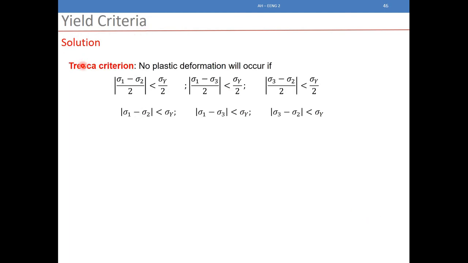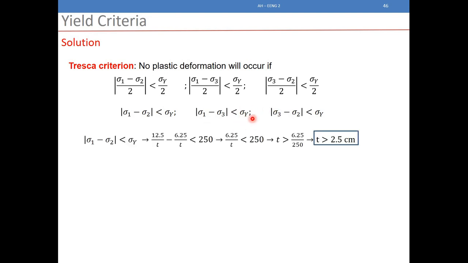According to Tresca, the first part of the problem, we need to find the principal stresses, which were already found. Then we need to compare these three differences: sigma 1 minus sigma 2, then sigma 1 minus sigma 3, then sigma 3 minus sigma 2, with sigma y. If only one of these three is greater than sigma y, we'll have plastic deformation. So we need all three of them to be less than sigma y in order to prevent plastic deformation.